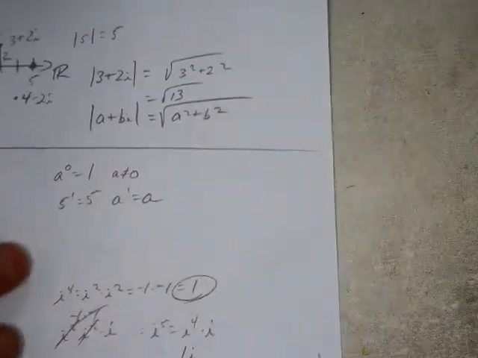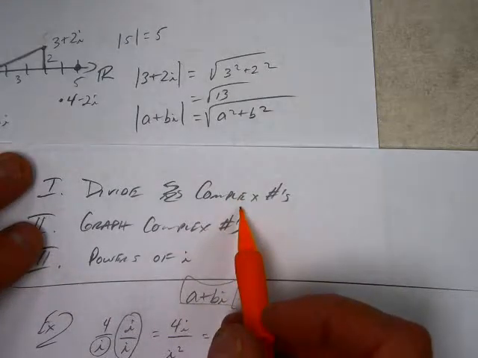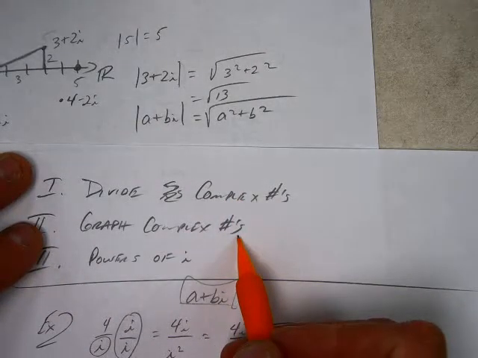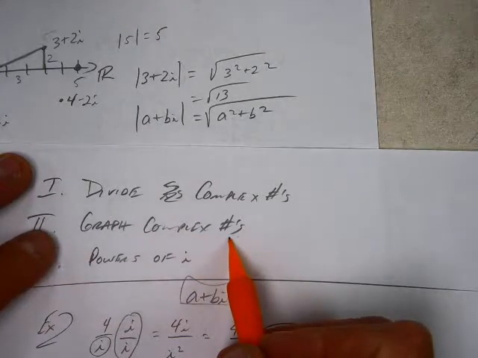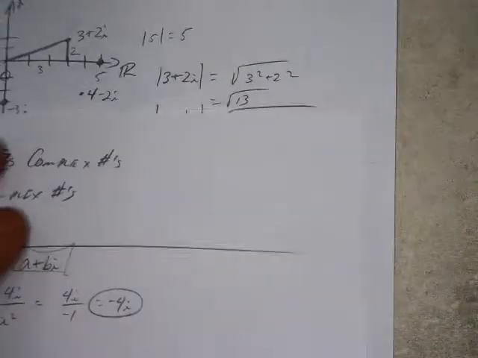Okay. So here's what we got for today. Remember, dividing complex numbers, tell me what I would do. Multiply top and bottom by the complex conjugate. Graphing complex numbers, pretty straightforward, I think. And powers of i ends up in multiples of 4.